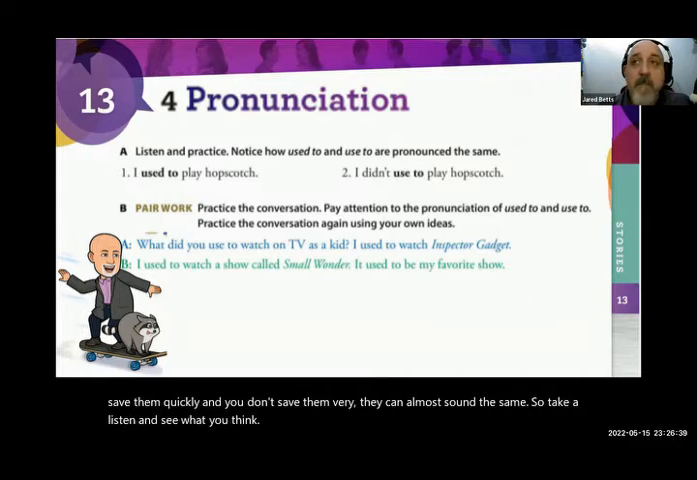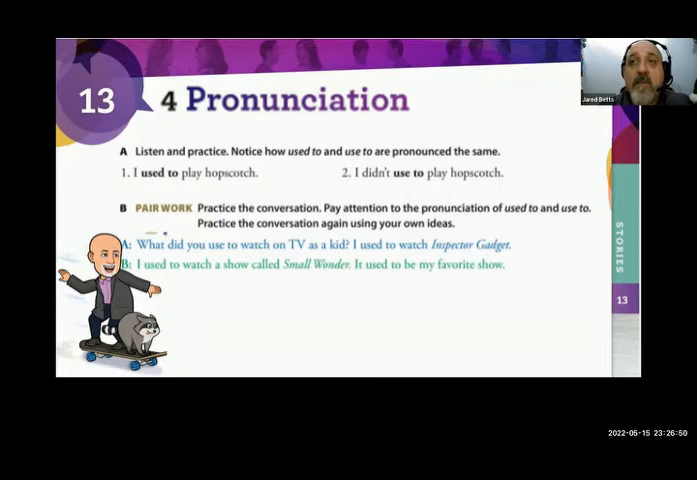Page 33. Pronunciation. A. Listen and practice. Notice how used to and use to are pronounced the same. 1, I used to play hopscotch. 2, I didn't use to play hopscotch.